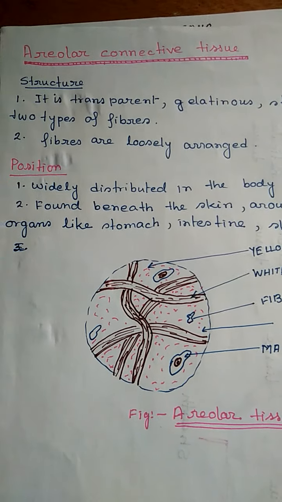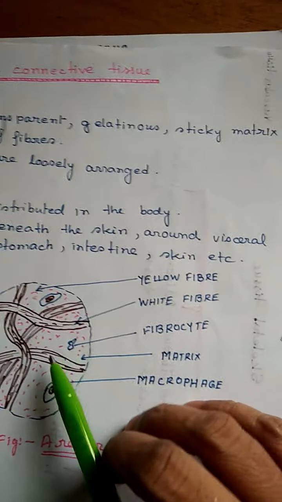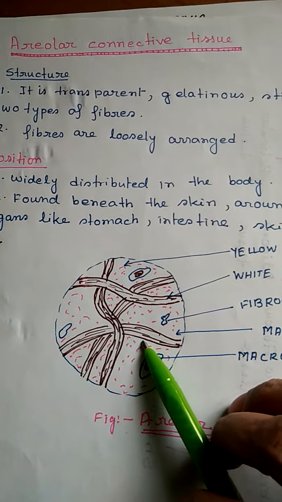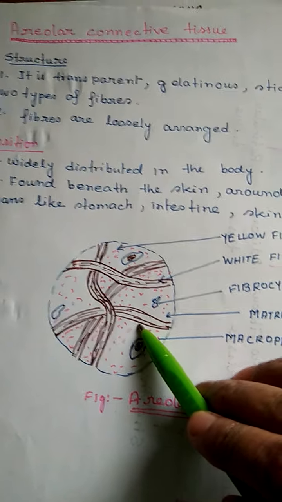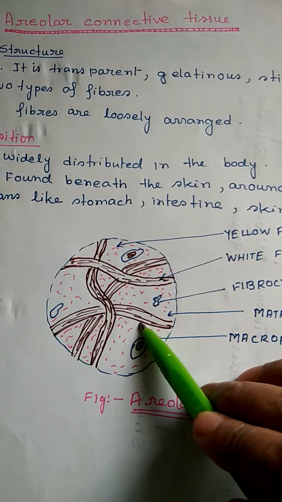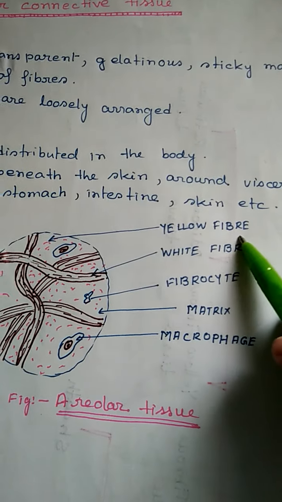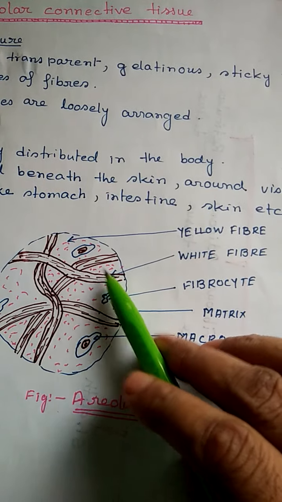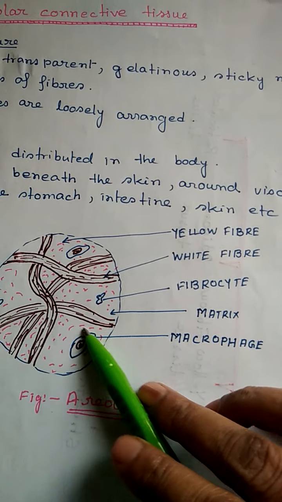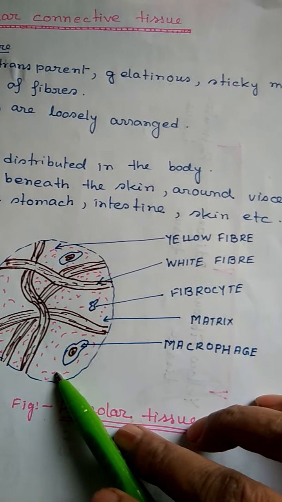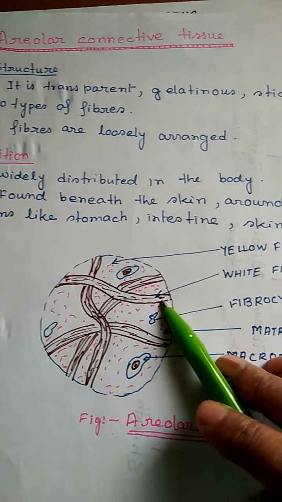In areolar tissue, the tissue is transparent and gelatinous, diagram is here, with a sticky matrix and two types of fibers. The fibers are loosely arranged and widely distributed in our body, found beneath the skin and around visceral organs like the stomach and intestine. This one is the yellow fibers, and this is the white one. They are loosely arranged, and the matrix is a more or less fluid, a little bit thick fluid part. These are the two fibers which are the characteristics of areolar tissue.